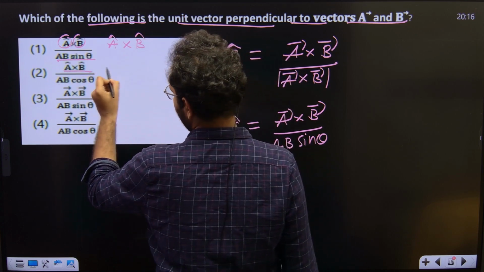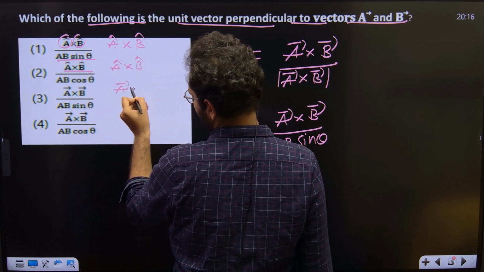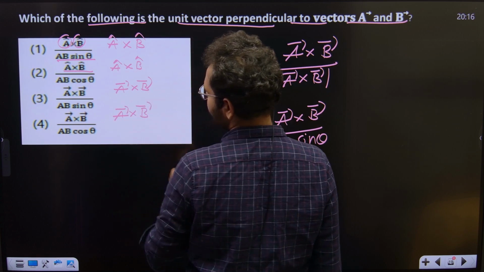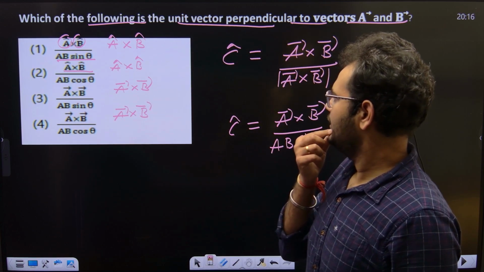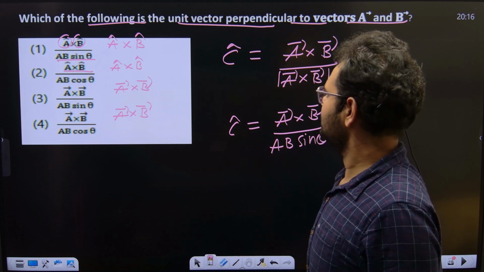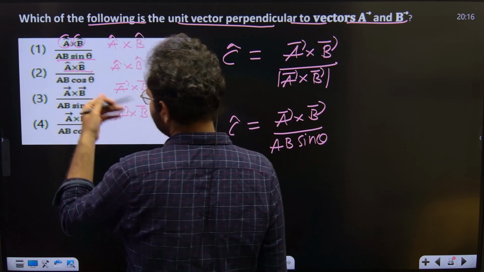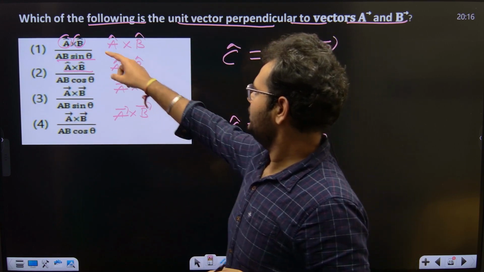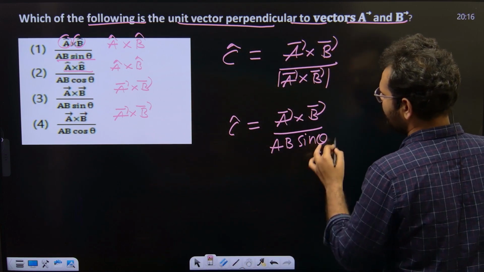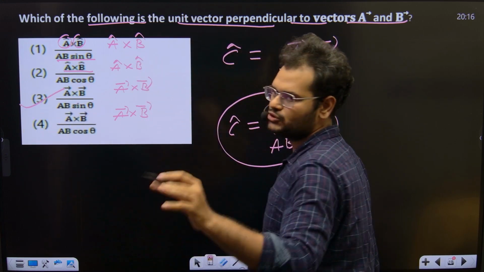Here also it is A cross B only, unit vector, and here they have simply written vector, and here also they have written vector. Sir, which should be the answer? Is C the answer? Which is the answer? Now if you don't remember whether the cap is there or not, I will tell you. Don't worry. Directly by formula, which answer is matching? This answer is matching. There should be no doubt.